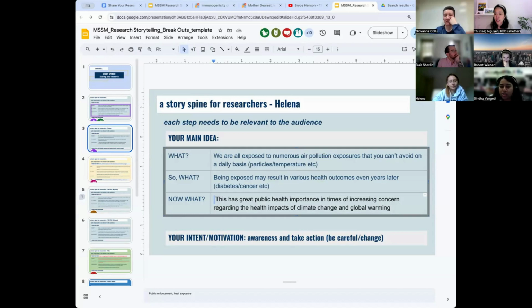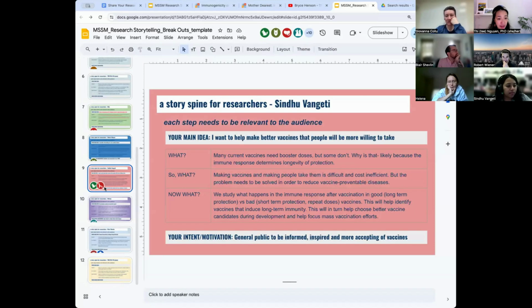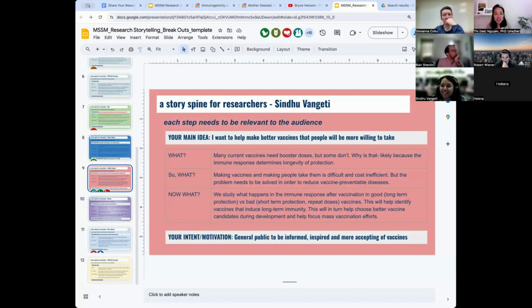Okay, Sidhu. Hey, thanks, everybody. I'm on slide 9. Oh, what a very beautiful bright sherbet color. I feel like eating strawberry sherbet now. Okay, excellent. Go for it. Our intention is to be informed, inspired, and more accepting of vaccines. Ooh, very important topic. Okay, go for it.